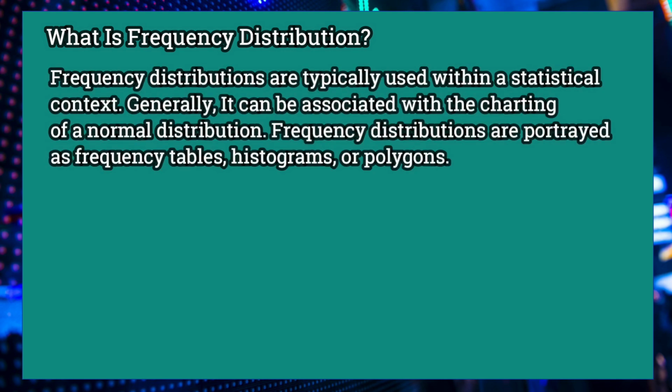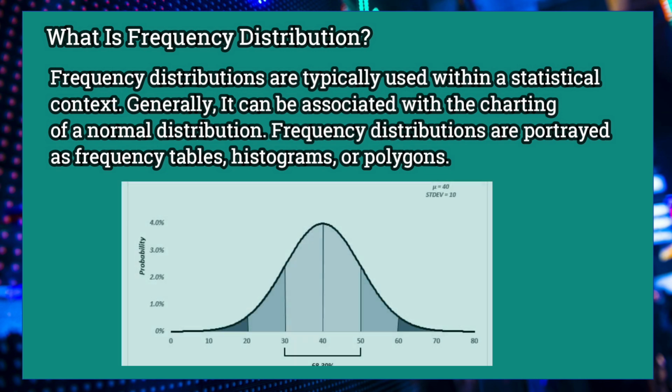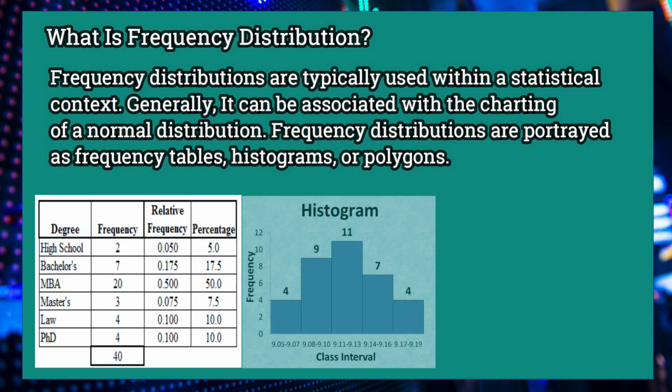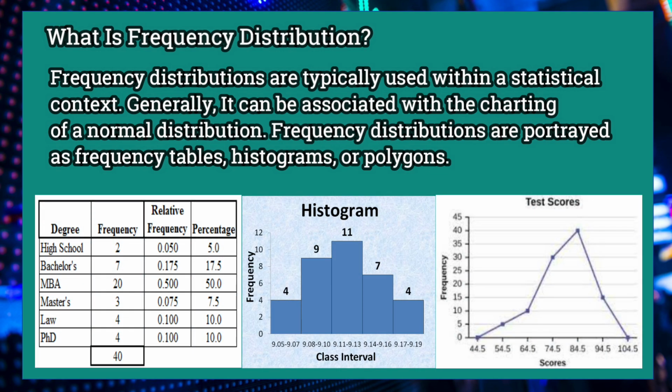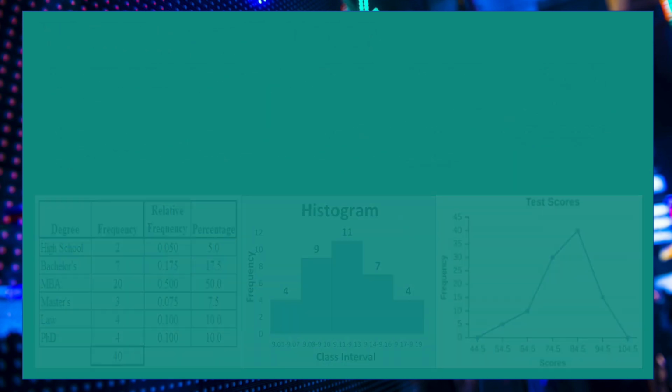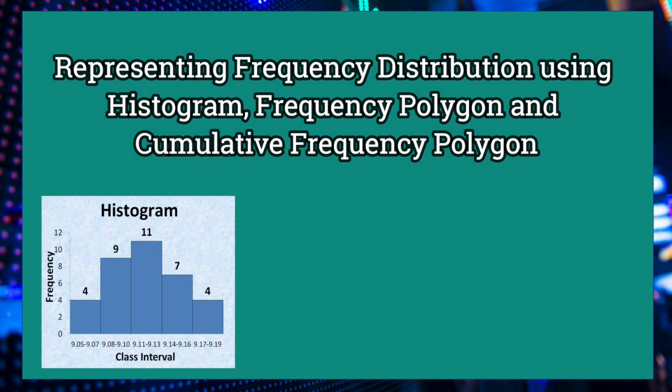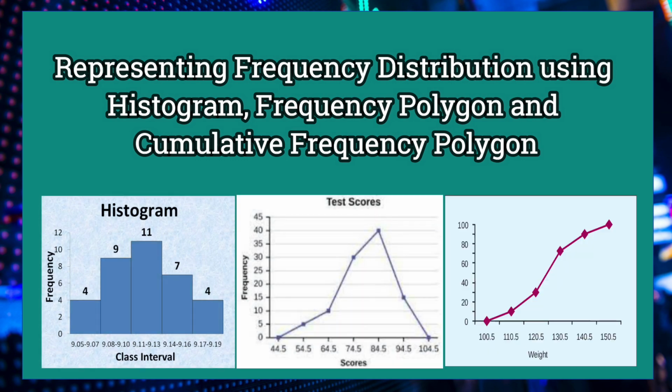Frequency distributions are typically used within a statistical context. Generally, it can be associated with the charting of a normal distribution. Frequency distributions are portrayed as frequency tables, histograms, or polygons. Now that we have already defined the frequency distribution, let's take a look at how to represent the frequency distribution graphically using histogram, frequency polygon, and cumulative frequency polygon. Let's start with histogram.